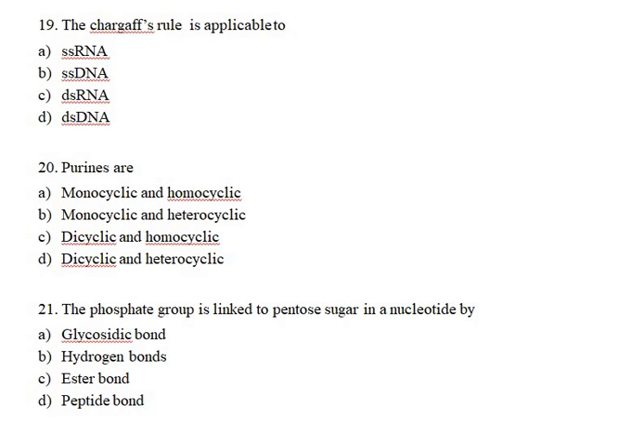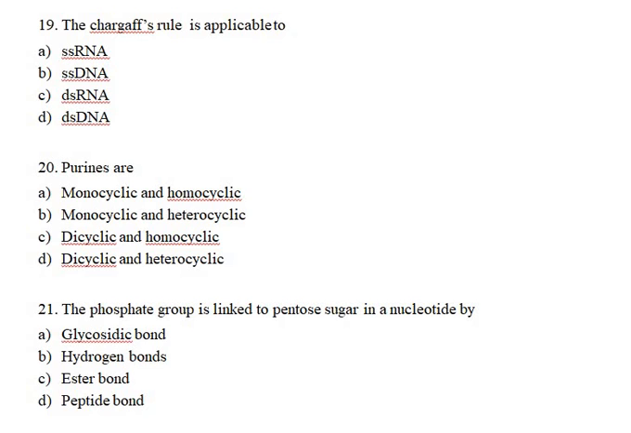Now coming to question number 20, purines are option A, monocyclic and homocyclic, option B, monocyclic and heterocyclic, option C, dicyclic and homocyclic, option D, dicyclic and heterocyclic. So purines usually consist of 2 rings. You know that pyrimidines usually consist of only 1 ring. So due to the presence of 2 rings, the purines are dicyclic. So here option A and B are ruled out.